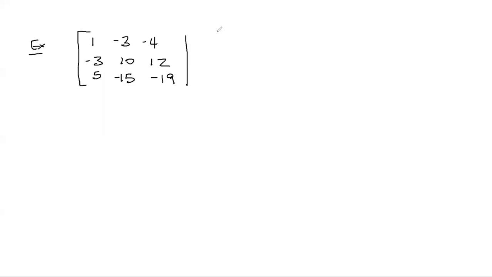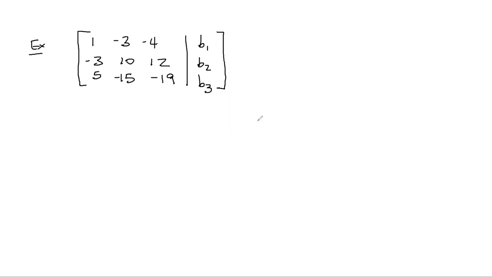So we might ask ourselves, let's say our matrix A was 1, minus 3, minus 4, minus 3, 10, 12, 5, minus 15, minus 19. So here's our matrix A, and we might ask ourselves, okay, well, for what B would this have a solution? Well, what we can do is augment on our B, but we don't know what B is going to be. So we'll just go ahead and leave these as variables B1, B2, B3, and we'll figure out what values those could possibly have.